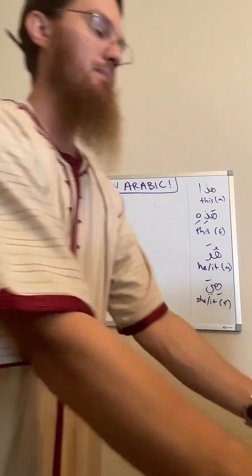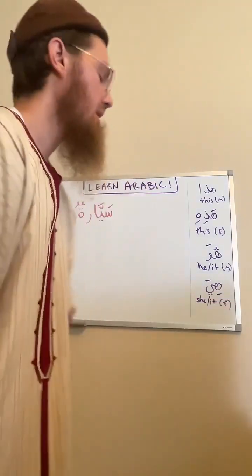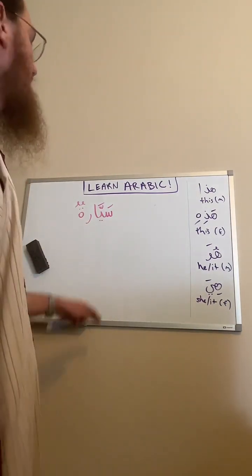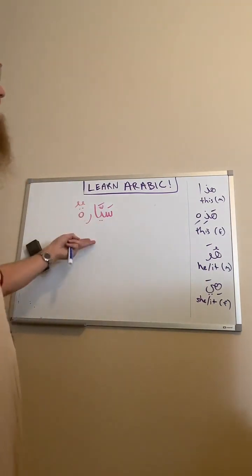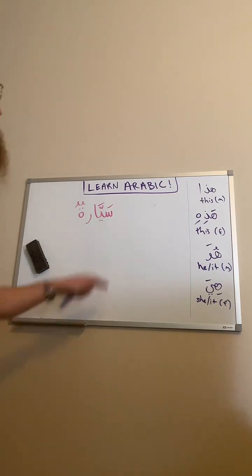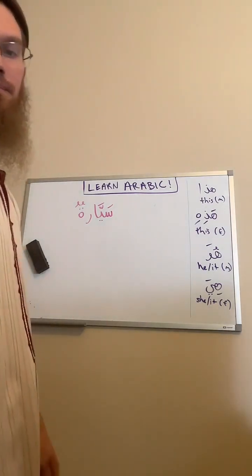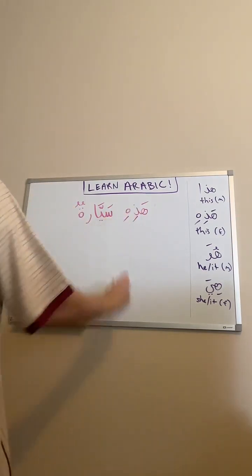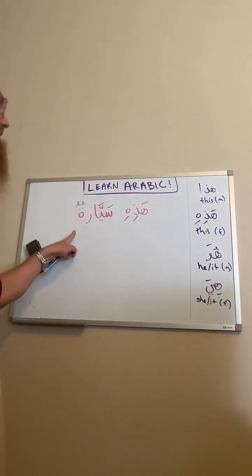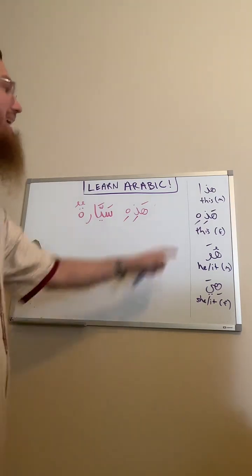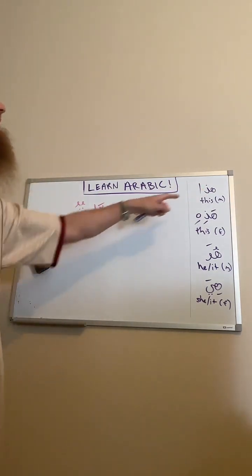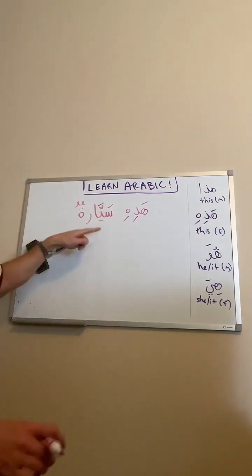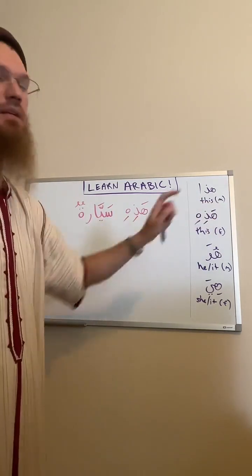Sayyaratun means a car. We can tell it's feminine because of the ta marbuta. How would I say, this is a car? I would say, hadihi sayyaratun. I wouldn't say hada sayyaratun because hada is masculine. I'd say hadihi sayyaratun because that means this is a car using the feminine form of this.